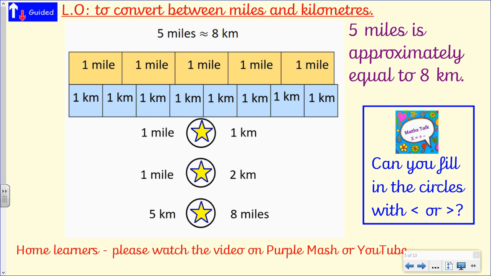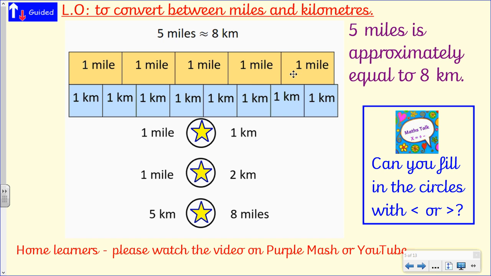Yes, it is. Okay, so that was your history and geography lesson for the day. And now we're on to some actual guided work for maths. So let's remember the key fact then. 5 miles is approximately equal to 8 kilometers. So I've tried to show you that over here on this little bar model.